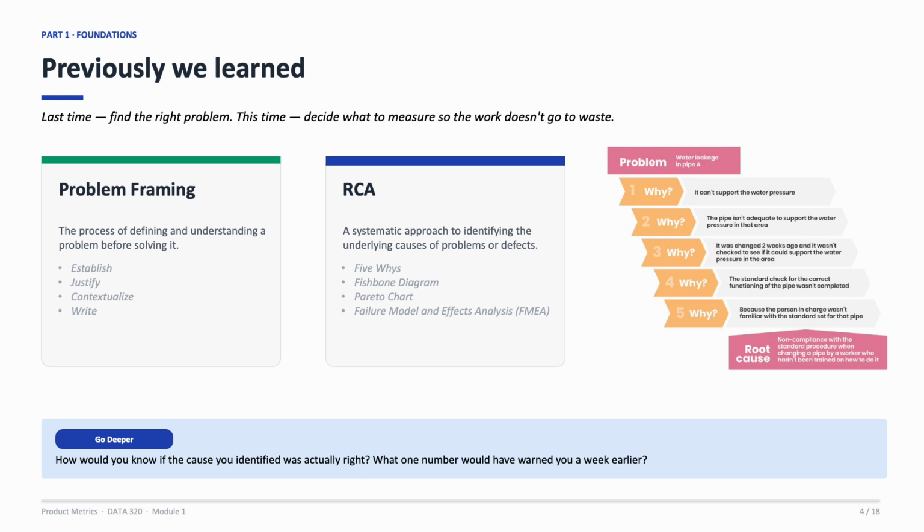Problem framing tells you what to solve. Root cause analysis tells you why it happened. Metrics tell you whether you fixed it and what to watch so you catch the next one early. Those three together are the analytical loop. So let's start at the beginning. What are metrics?